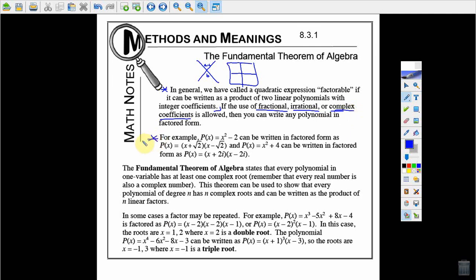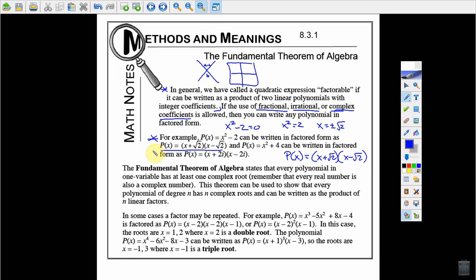So they say if p of x equals x squared minus 2, that can be written in factored form as x plus or minus the square root of 2. We could solve that real fast if we had x squared minus 2 equals 0. We added 2 to each side, we get x squared equals 2. Then we took the square root, we would get x equals plus or minus the square root of 2. Therefore, in factored form, since those are our two roots, then we could say that p of x equals x plus root 2 times x minus root 2, which is what they have here.